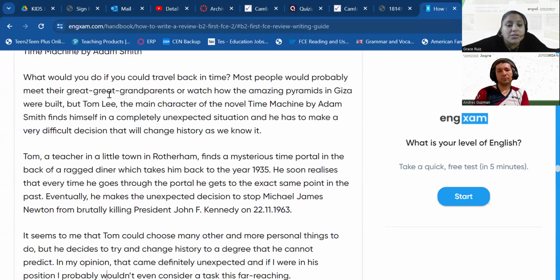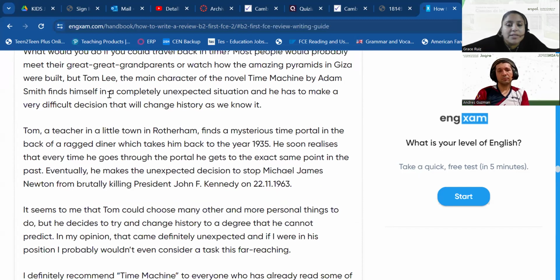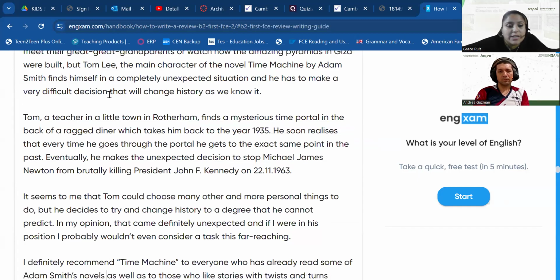Tom, a teacher in a little town in Rotherham, finds a mysterious time portal in the back of a rag dinner, which takes him back to the year 1935. He soon realizes that every time he goes through the portal, he gets to the exact same point in the past. Eventually, he makes the unexpected decision to stop Michael James Newton from brutally killing President John F. Kennedy on the 22nd of November, 1960.